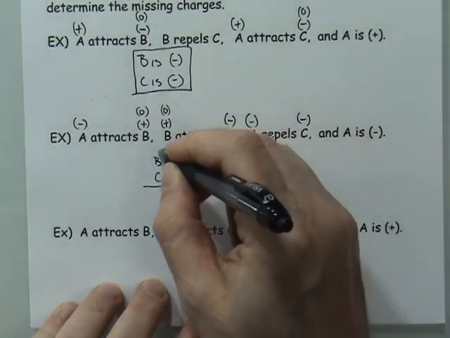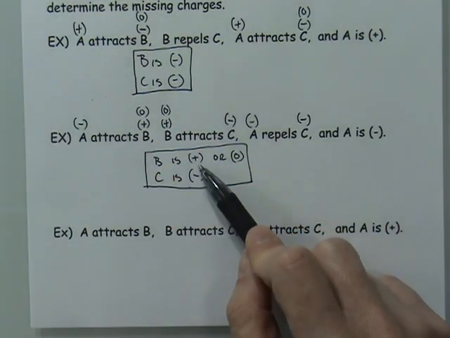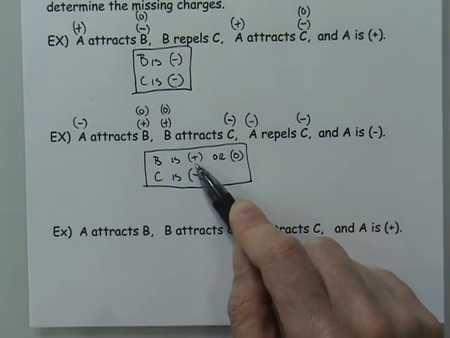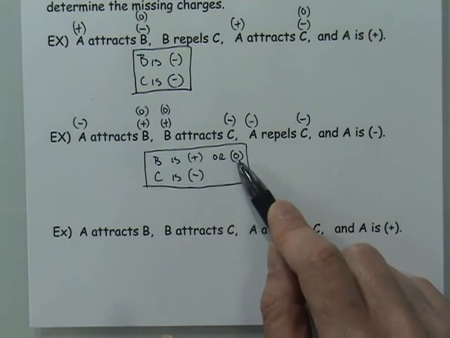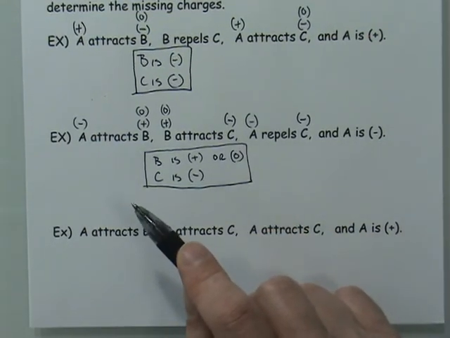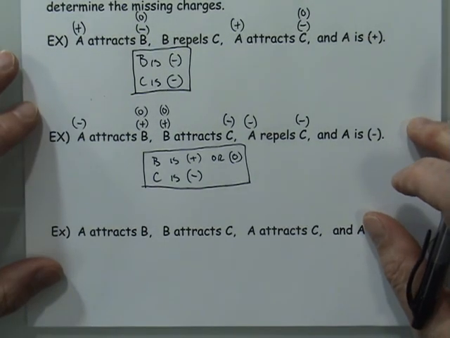I would need to bring in some new object to test B against, and what I would want to bring in is a positive object. So when I bring in a positive object, if B really is positive, what I should see is repulsion. And if I bring in a positive object and I find that there is attraction, that means that B must be neutral, because then B would have attracted to both the negative object and also to a positive object. And that can only happen if the object is neutral.